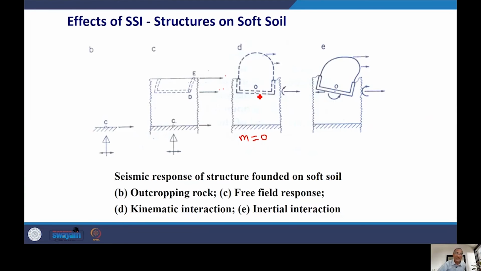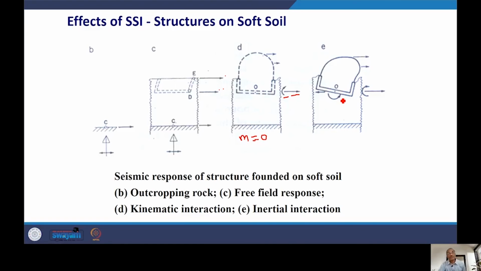So then what is seen is that you are applying only one component, which is the translating component, but in the result you not only get the translation, there is a rocking component also. Okay, and finally, due to the presence of this rotation and translation, you have at the base of the structure displacement as well as rotation. So this is the effect of inertial interaction.